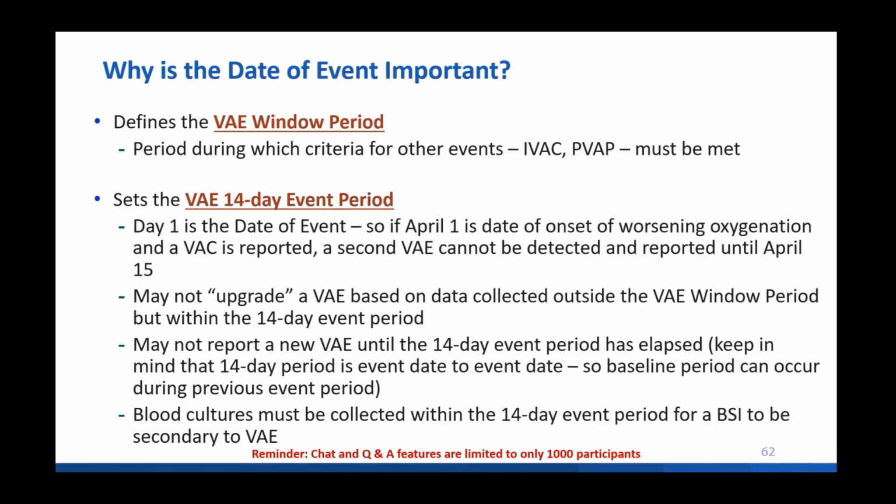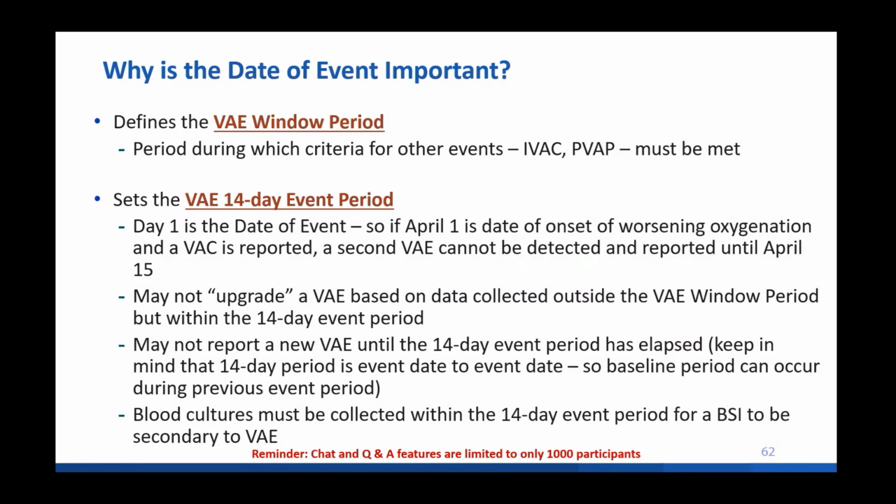But why is the date of event important? First, it defines the VAE window period, which is the period during which criteria for other events, including IVAC and PVAP, must be met. The date of event also sets the VAE 14-day event period, where day 1 is the date of event. A new VAE cannot be reported until the 14-day event period has elapsed. For example, if April 1st is the date of onset of worsening oxygenation, or the date of event, and a VAC is reported, a second VAE cannot be detected or reported until April 15th.